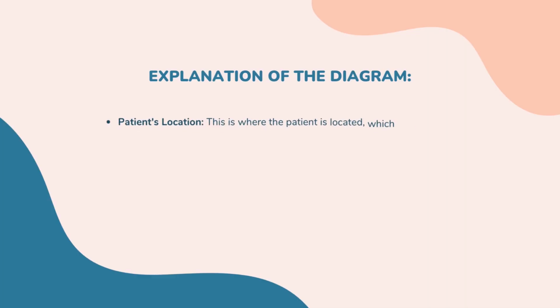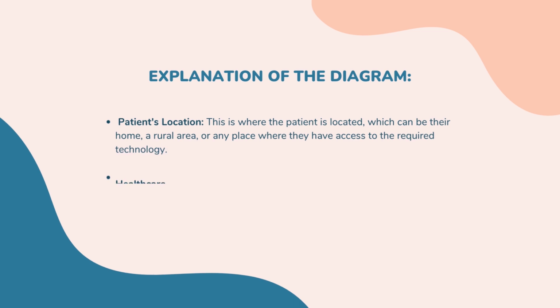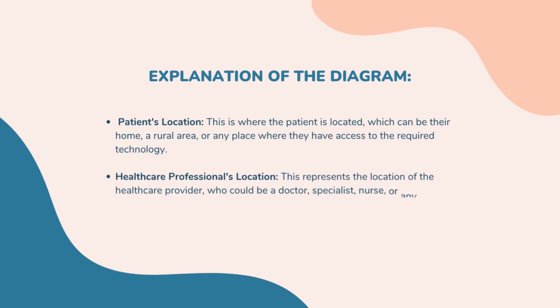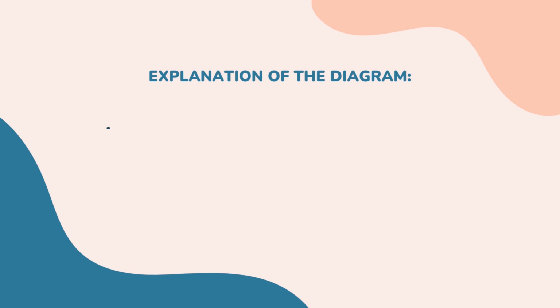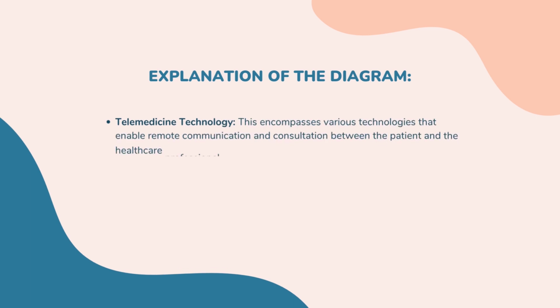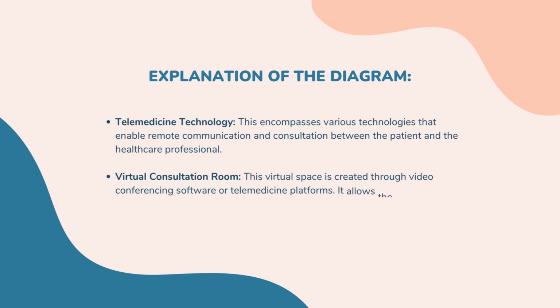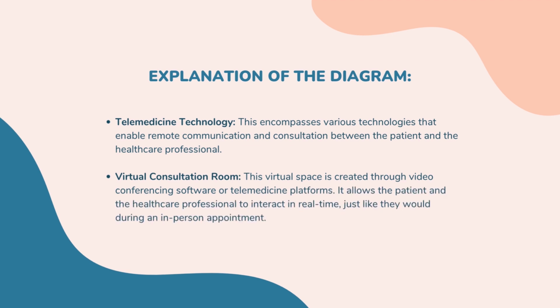The first is patient location. This is where the patient is located, which can be their home, any rural area or any place where they have access to the required technology. Next is healthcare professional's location. This represents the location of the healthcare provider who could be a doctor, specialist, nurse or any other medical professional. The third, as you can see, is telemedicine technology. This encompasses various technologies that enable remote communication and consultation between the patient and the healthcare professional.